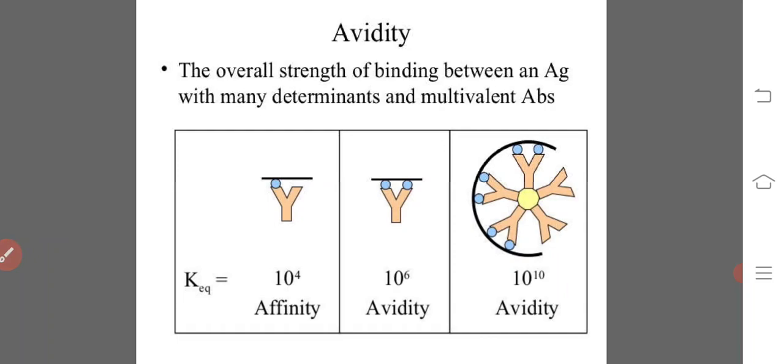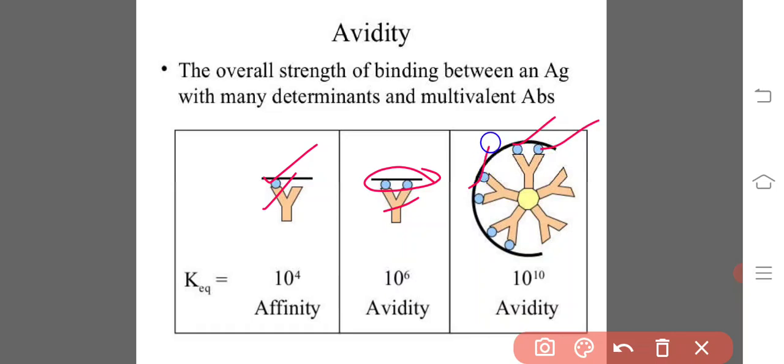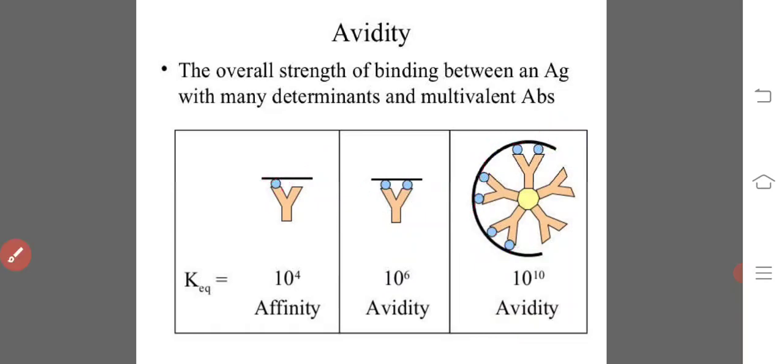Coming to the avidity. Avidity is the overall strength of binding between an antigen with many determinants and multivalent antibodies. See here, it is showing affinity, one antigen epitope and one paratope of the antibody, whereas the avidity is the combined effect of all the antigens and all the antibodies. If you take an antibody like IgM, immunoglobulin M, you can see these are the epitopes and these are the paratopes of a multivalent antibody. So that shows the avidity of the antibody.